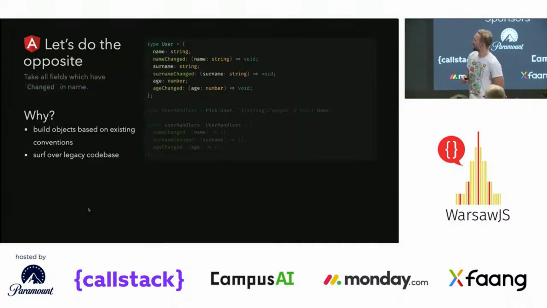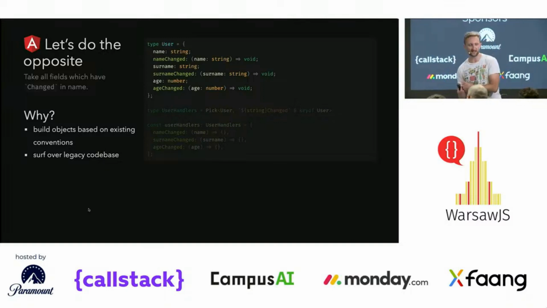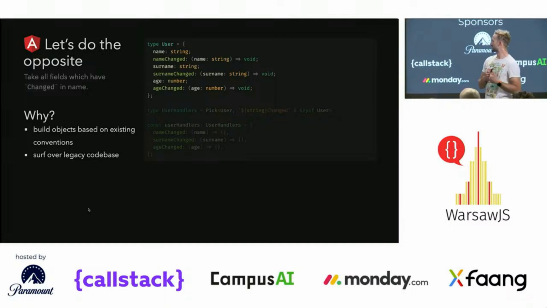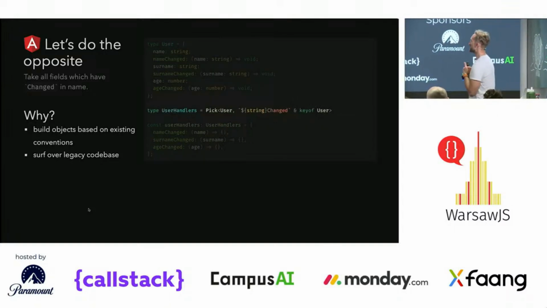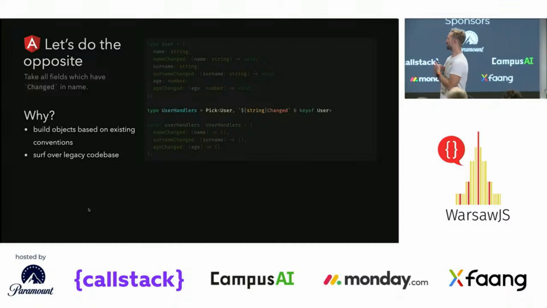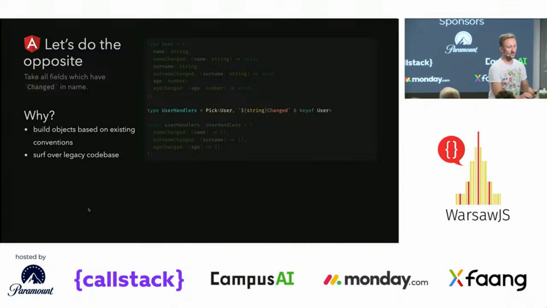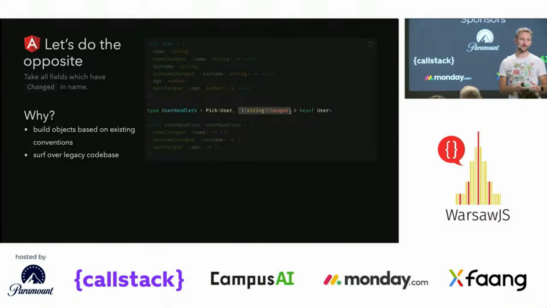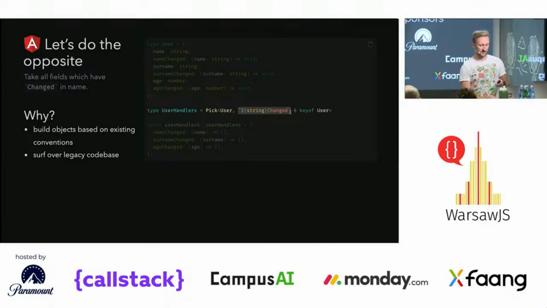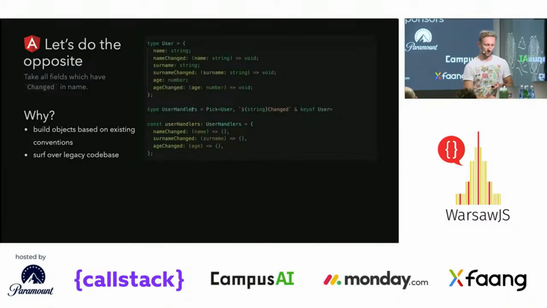Okay, now let's do the opposite. Imagine you have an existing code base and you would like to take only those handlers. Can you do it? I'm not interested in the name, surname, and age, but all of those changed fields. I can, why not? There is a built-in helper, Pick. So let me just pick from the user anything which matches this predicate of any string and then changed. And is, by the way, a key of user.